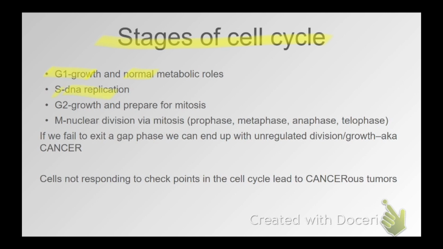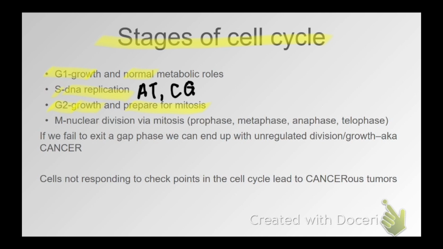S is DNA replication. So that's where my apples and trees and cars and garage, that's where that comes into play. We have to match it and make a new one. G2 is growth and preparation for mitosis. So G1 growth, normal. S is DNA replication, apples and trees, cars and garage. G2 is growth and prepare for mitosis.